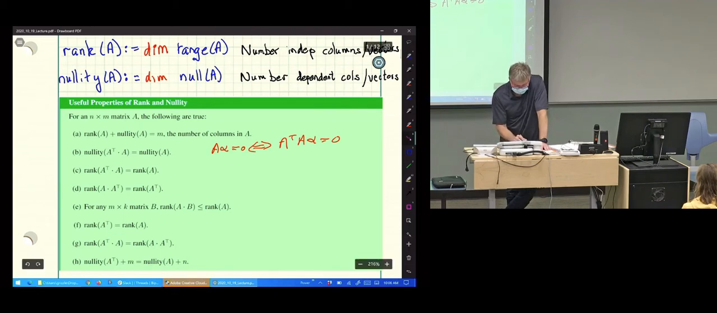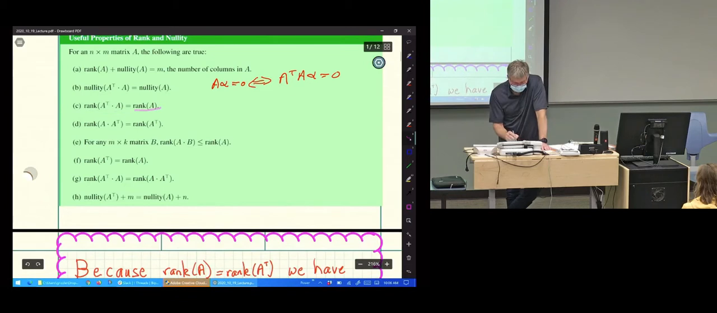Now, once you know the rank-nullity theorem, once the nullities are equal, the ranks have to be equal because they both add up to M. Okay, because A transpose A and A have the same number of columns.